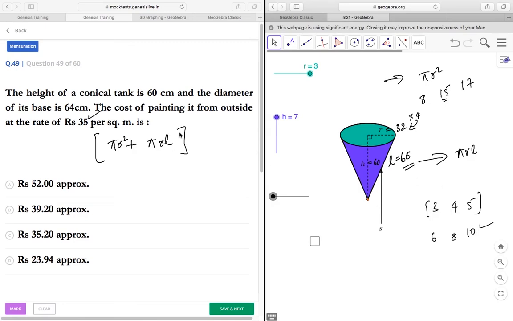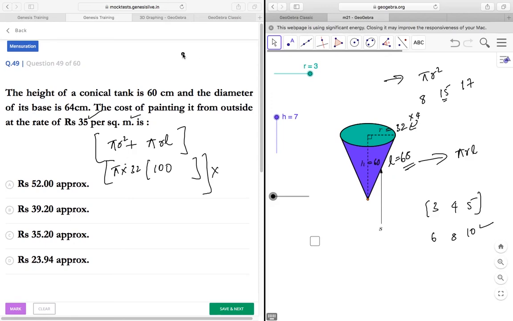So now I have L, I have R, so I can directly go with the substitution. Pi, I'll take out common, and then R, what is R? 32, so I'll take even that common. I'll be left with R plus L. So R is 32, L is 68, sum of that will be equal to 100. This is the overall surface area multiplied by the cost. Cost is in terms of square meters. We'll have to convert that in terms of square centimeters.